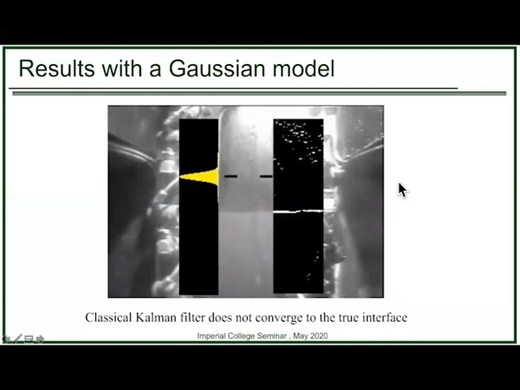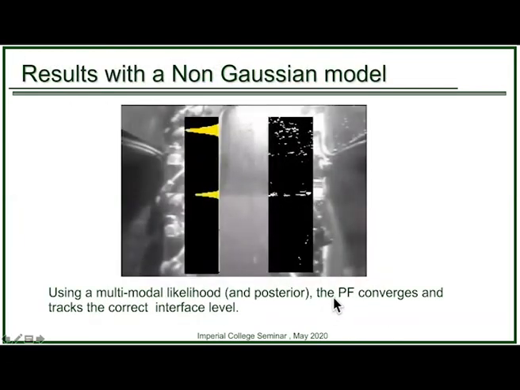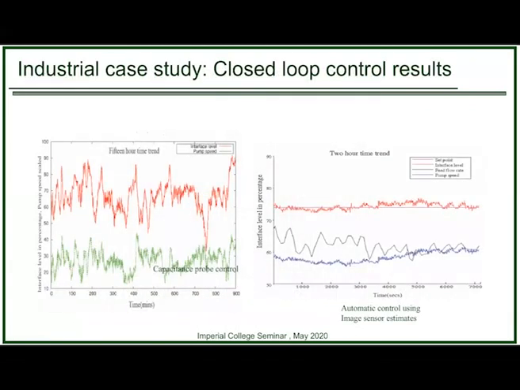Okay, the Kalman filter did exactly what it's supposed to do. It hedged between two distributions. This is the main interface, and here is additional noise because of the reflection from the side glass and also sand particles in the froth bitumen. On the other hand, when we apply a particle filter, the interface level is tracked very well. All of this noise is discarded, and this served as a very good image-based sensor.